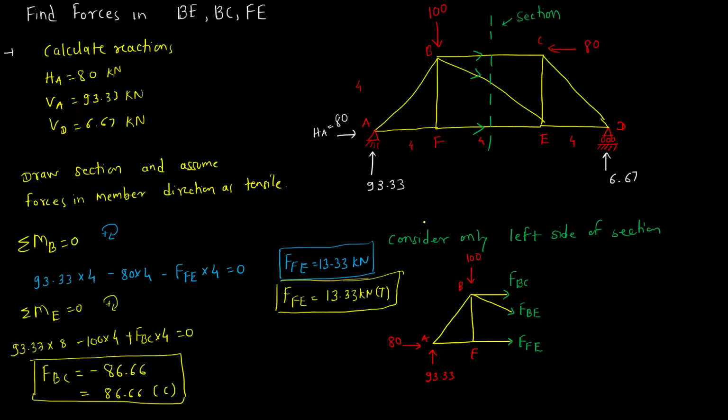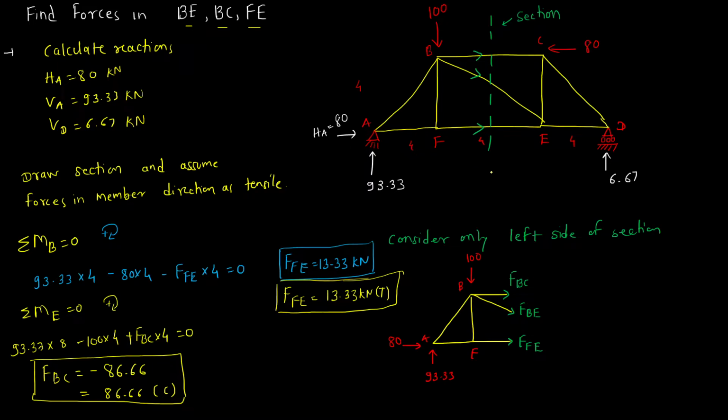So now we have discussed one problem in the previous video. The same problem we are solving now by using the method of sections. If certain members are given in a question, as you can see here, it says find the forces in only BE, BC and FE. So only these three members, or we can say forces in these members, we have to find. We don't have to find the remaining forces in the members. Only these three are required.